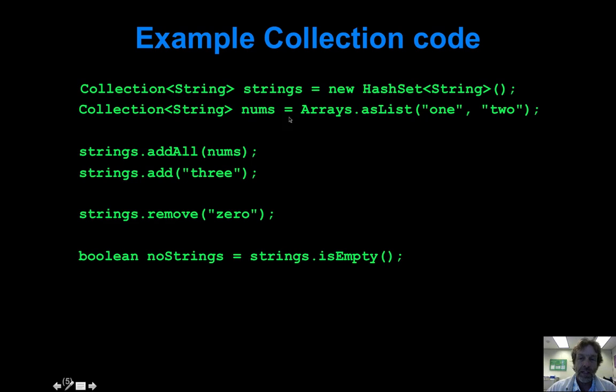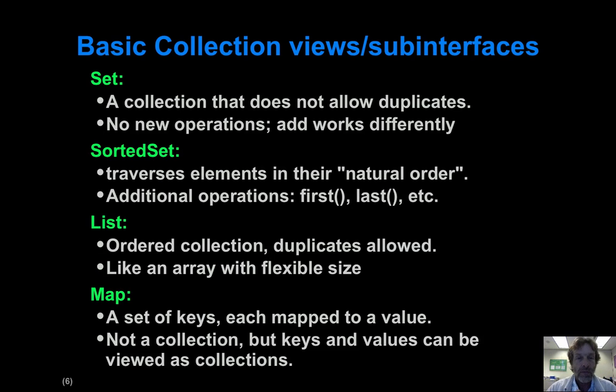So here's a couple different definitions, and we can add things to it. We can add a bunch of things to it, or we can add one thing to it, we can remove things from it. We can check to see if it's empty or not. There's all kinds of stuff you can do with this collection interface. I'm not sure if it's an interface or an abstract class. I'm sorry, I don't remember offhand.